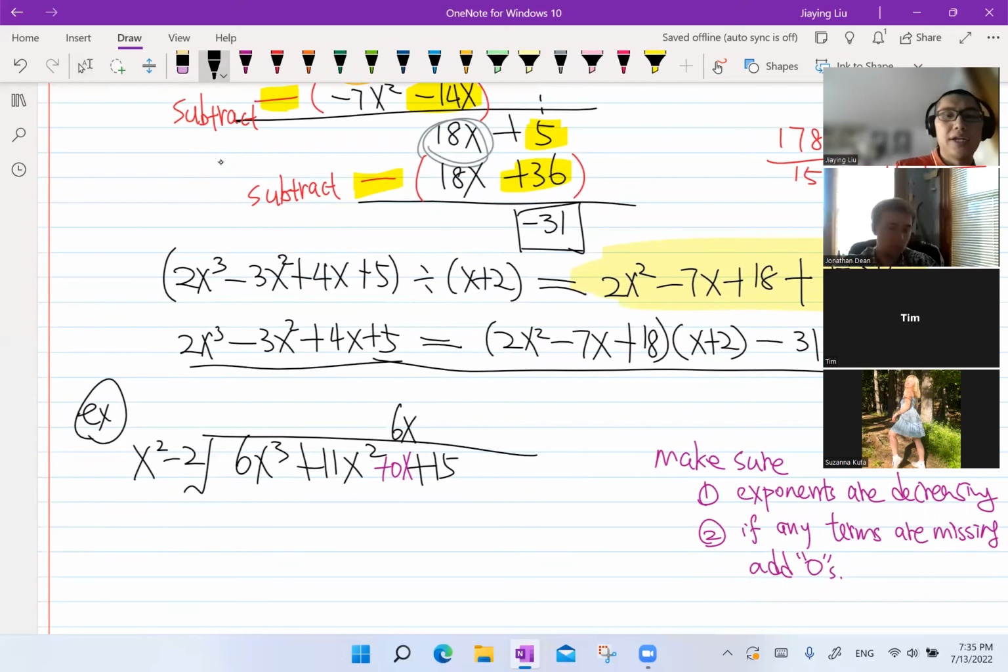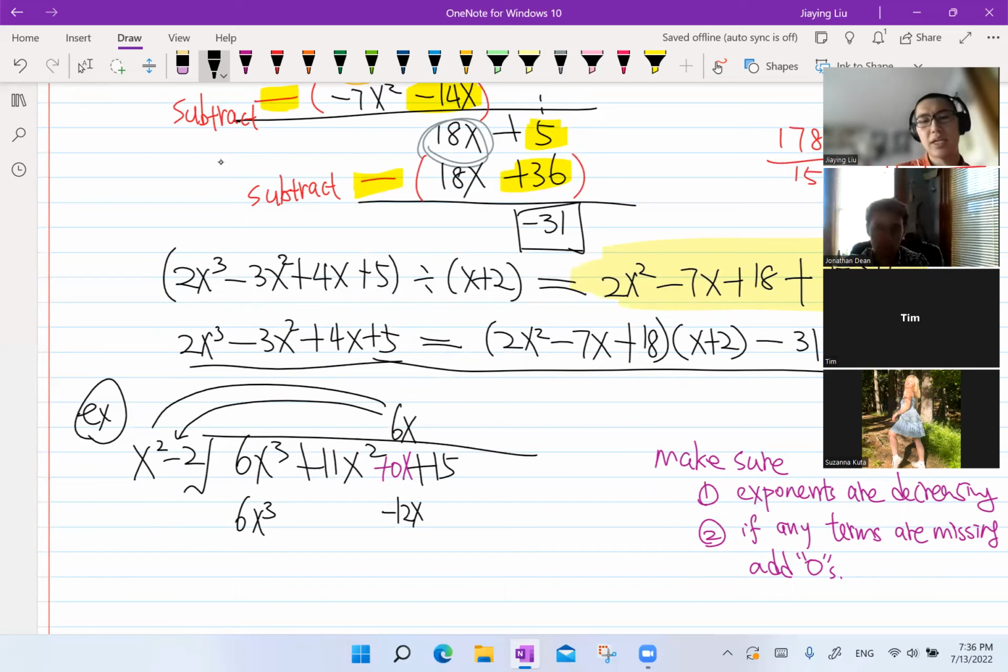And now I can multiply 6x with x squared. So I get 6x cubed. 6x times -2, I get -12x. So I'm going to put it below the x term, so -12x. So you have to line up everything correctly to avoid mistakes. And then remember, I'm subtracting. So always subtract. So let's subtract.